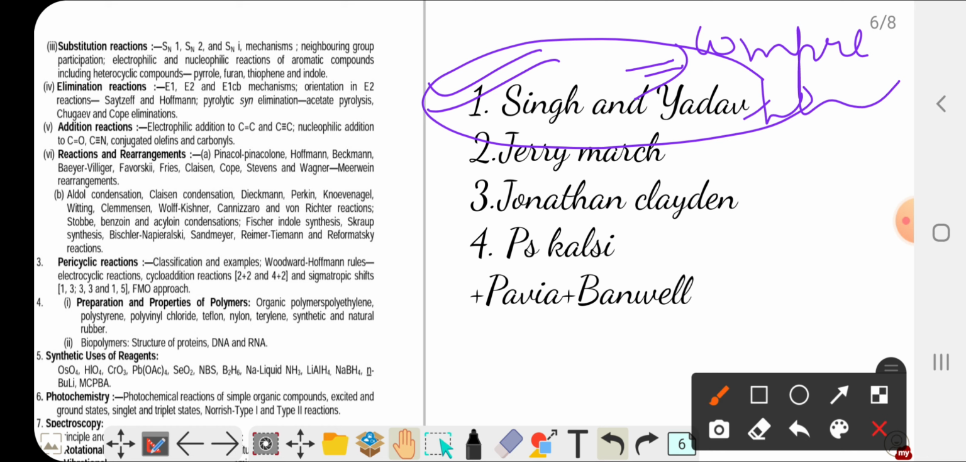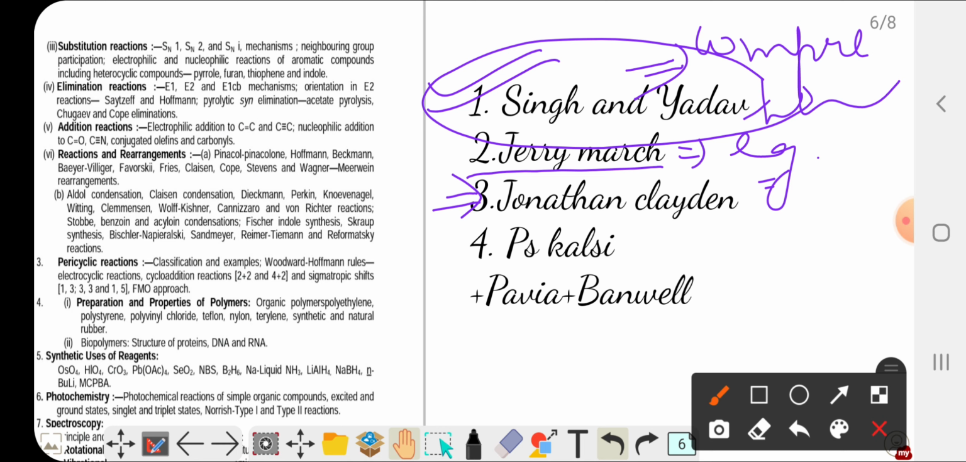After reading the whole chapters from Singh and Yadav, just refer to Jerry March for examples, and any example on which you are stuck while solving, or which you think is different from what you read in Singh and Yadav, you can make a separate note for that, or add it in addition to the Singh and Yadav examples. Similarly, you can do this for Jonathan Clayden. Or if you are not comfortable with Singh and Yadav, you can start from Jerry March and do content enrichment from Jonathan Clayden.